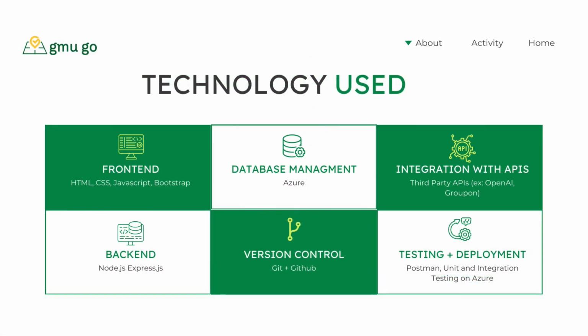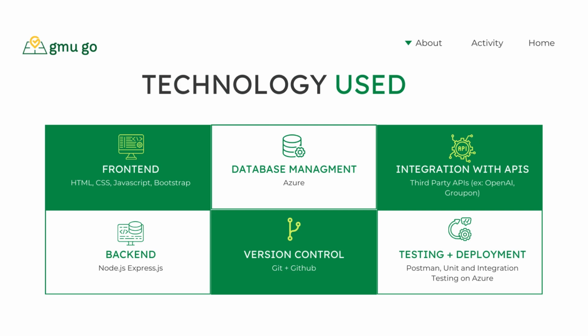Thank you. Hello, I am Rajita Battina and I will now talk about the technologies used in this web app. GMUGO is a dynamic web application that seamlessly integrates various technologies to enhance the experience for GMU students and its staff in the DMV area.